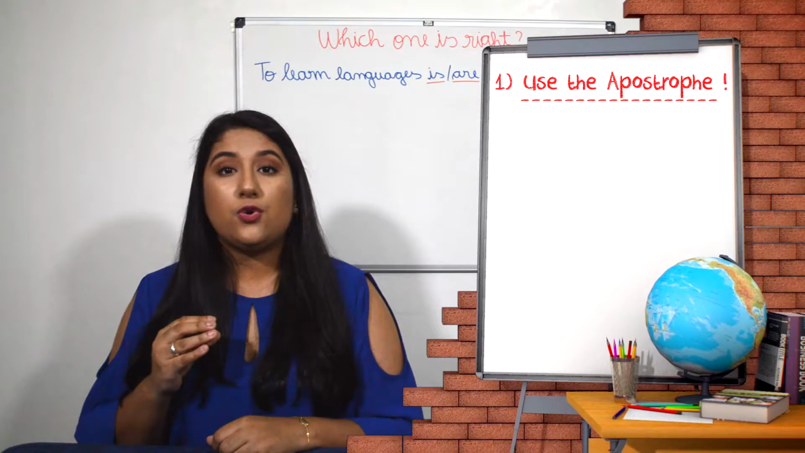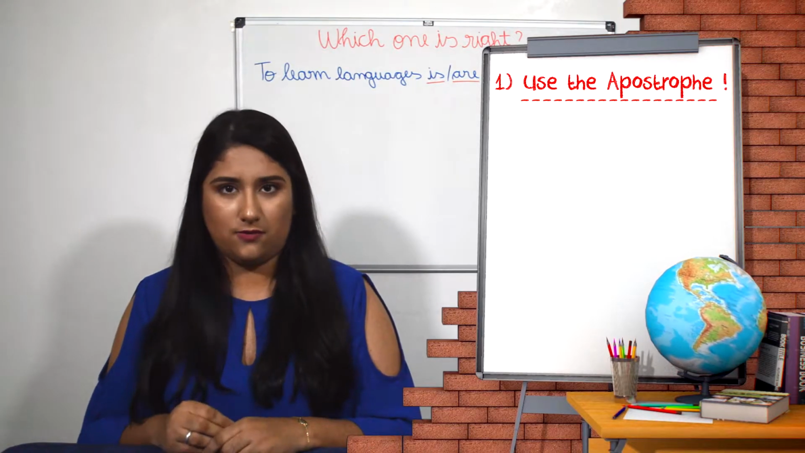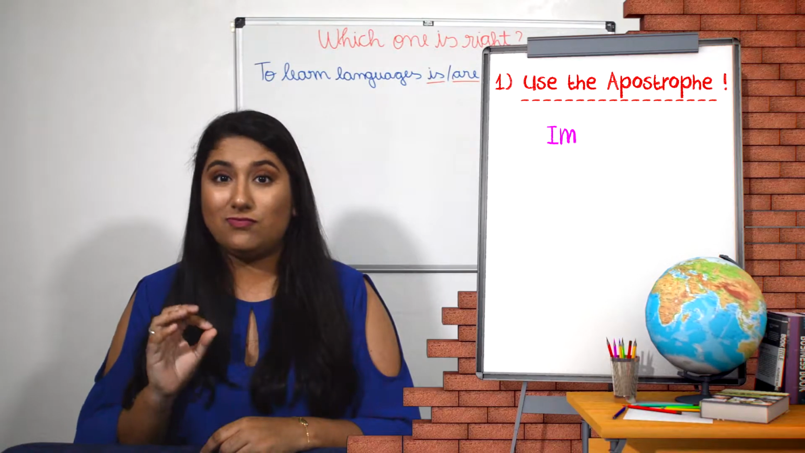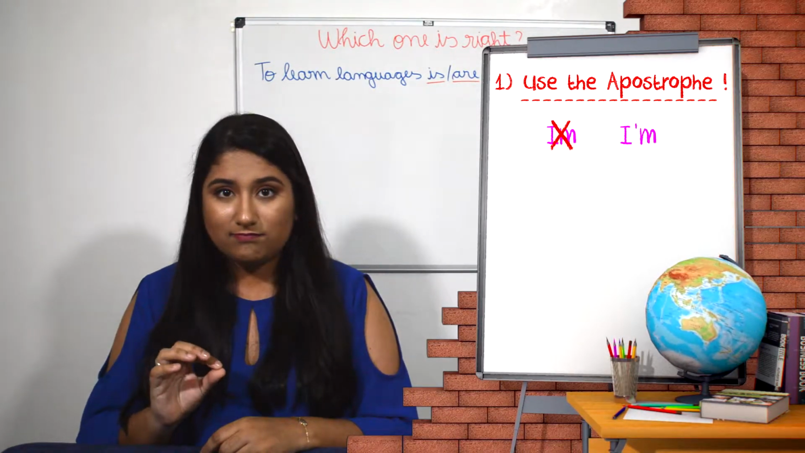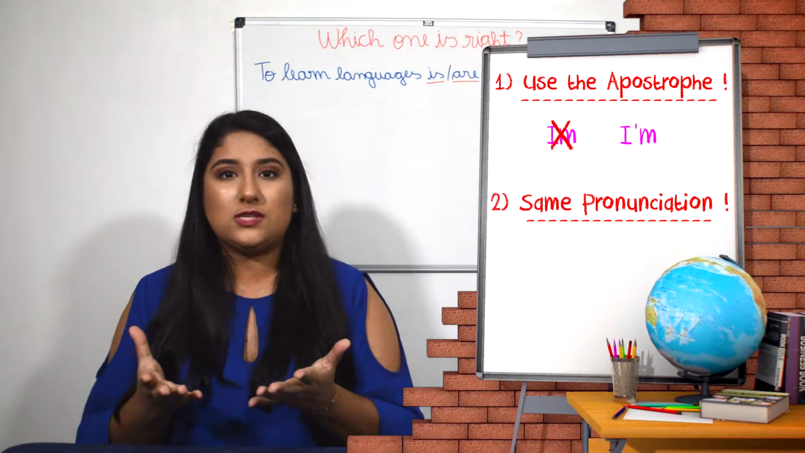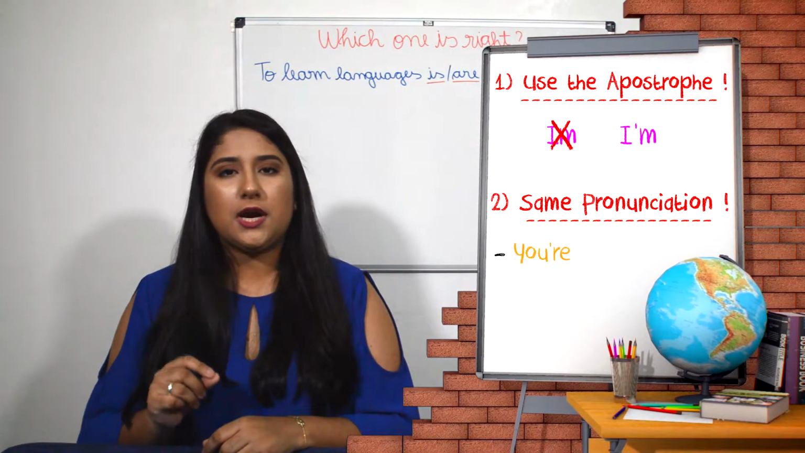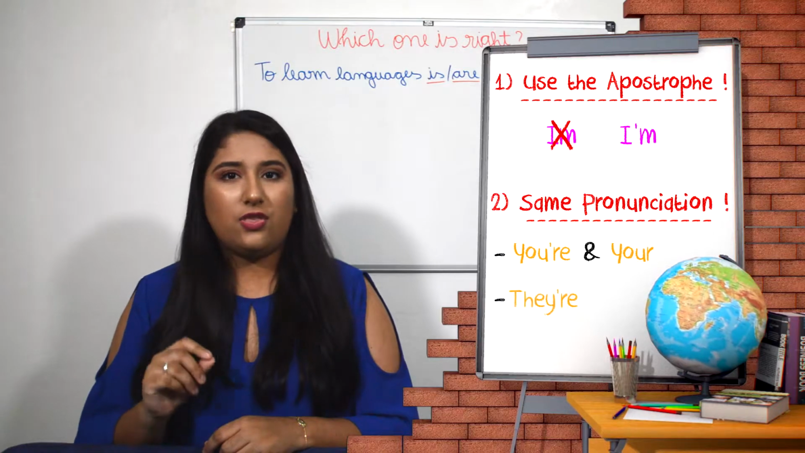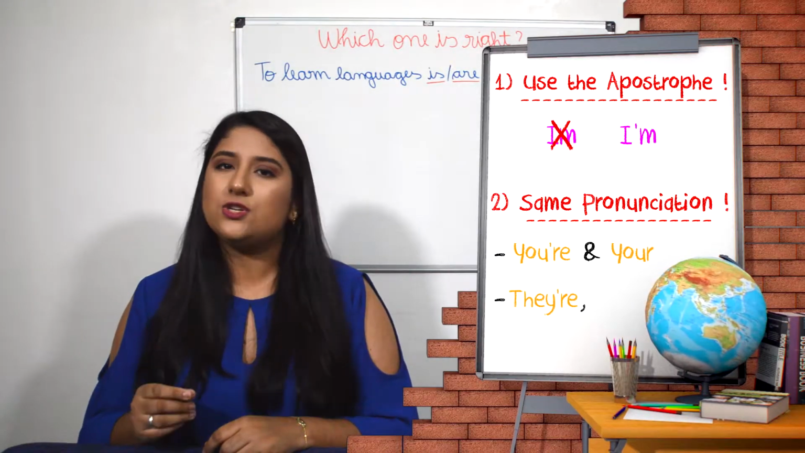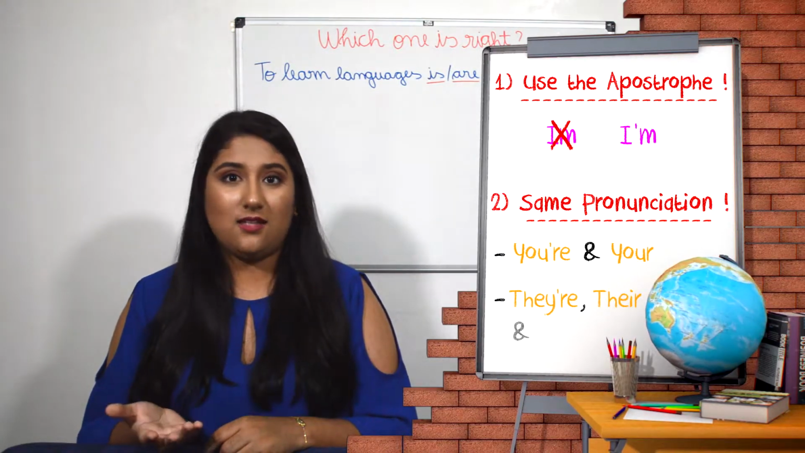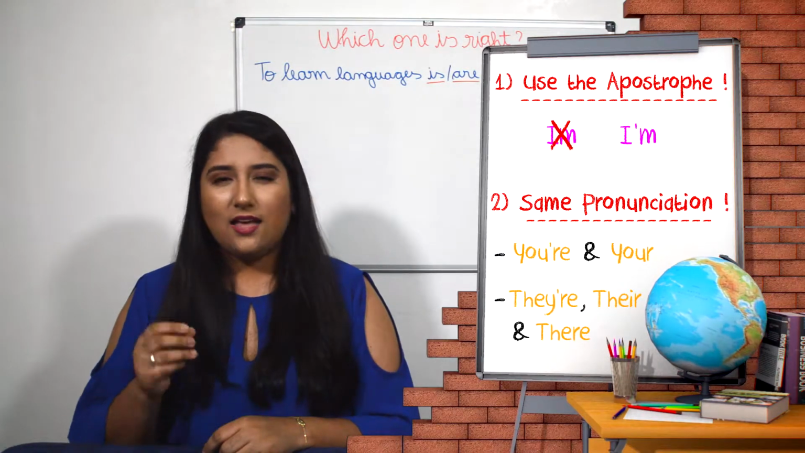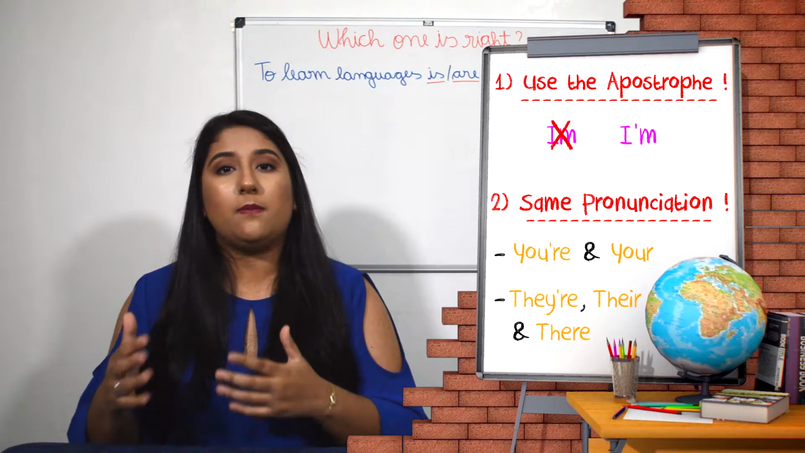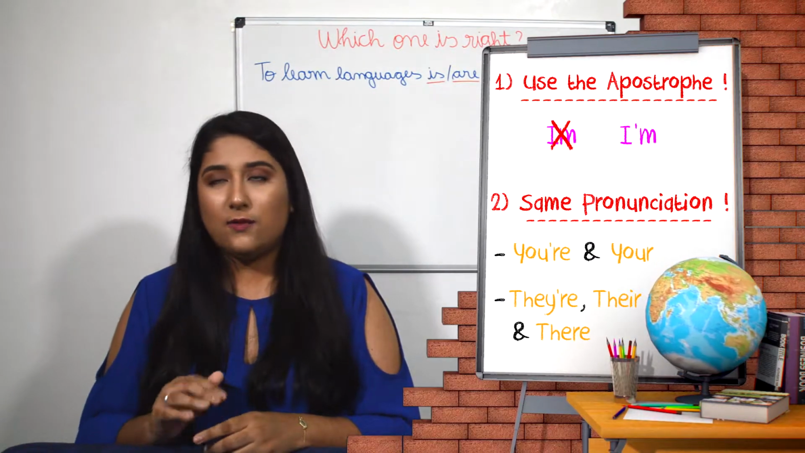First of all, you have to put the apostrophe. Many people don't put it, leaving it like this. This is wrong, okay? Second, the pronunciations. You're has the same pronunciation as your. There has the same pronunciation as their and they're. There are still some details about pronunciation, but we'll talk about them in the future. For now, it's that simple.